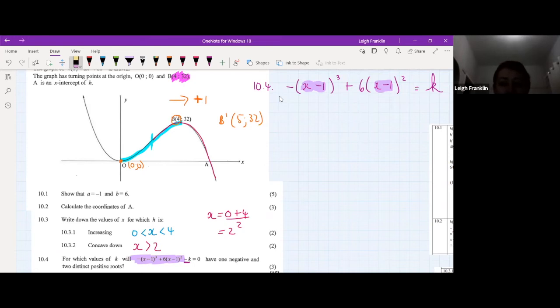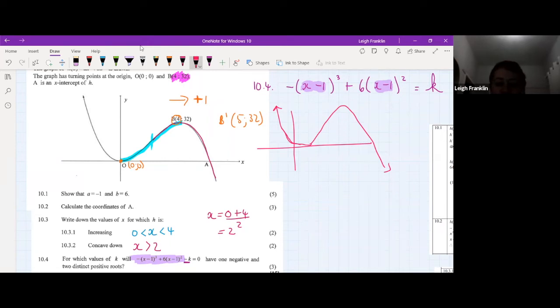So now, because it's shifted 1 unit to the right, it's going to look something like that. Sorry, this is very badly drawn.